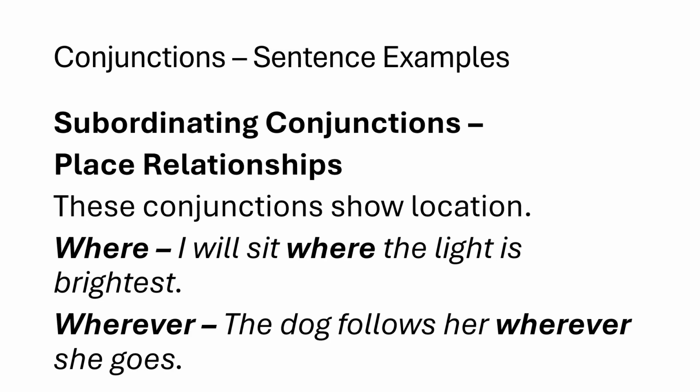Here are some examples in sentences. Remember, these subordinating conjunctions show location. Where. I will sit where the light is brightest. Wherever. The dog follows her wherever she goes.